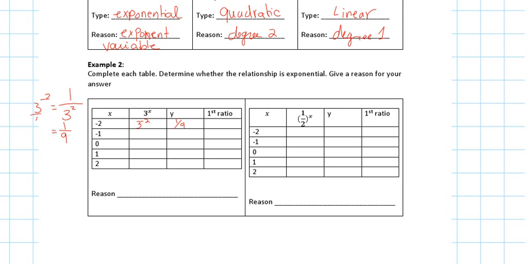If I have 3 to the power of negative 1, what does that mean? Flip it. 1 over 3. 3 to the power of 0, don't put it in the calculator. Anything to the power of 0 is 1. So 3 to the power of 0 is 1. 3 to the power of 1 is 3.